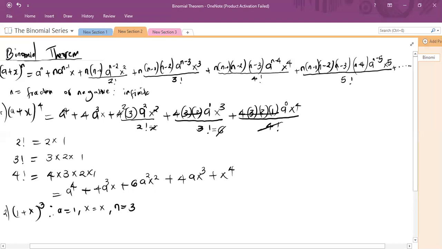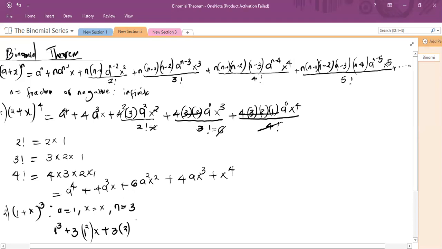So let's start expanding. The first term is a raised to power n. That is, in our case here, 1 raised to the power 3, plus the second term is n. So our n is 3, a raised to the power n minus 1. Our a is 1, so 1 is raised to the power 3 minus 1, so that is 2. Then we have x, plus n and n minus 1, so that is 3. N minus 1 is 3 minus 1, which is 2.